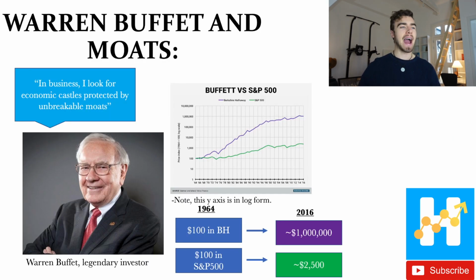Okay, so Warren Buffett and economic moats. His quote on this was, "In business, I look for economic castles protected by unbreakable moats." So we'll go through the analogy behind that in a minute.